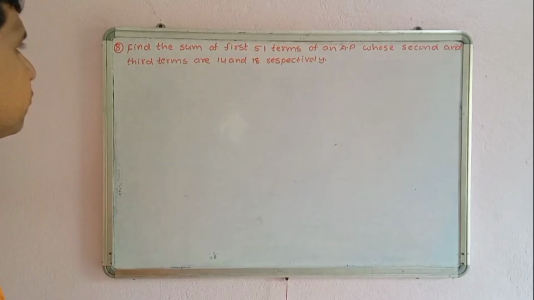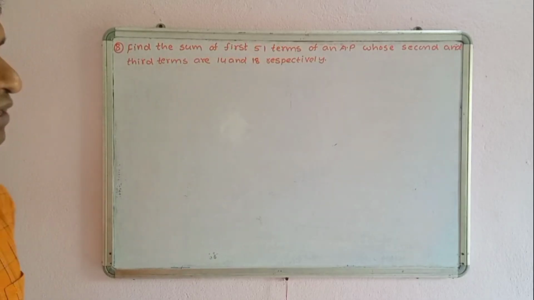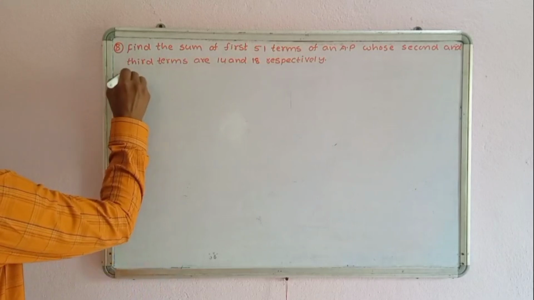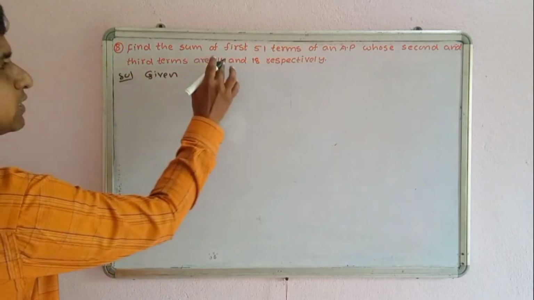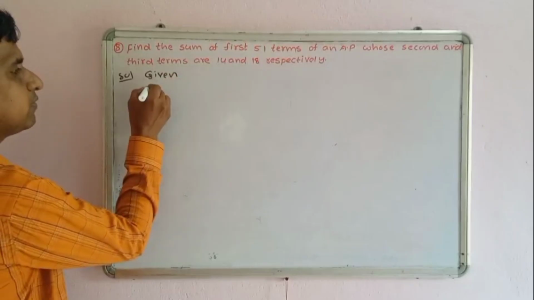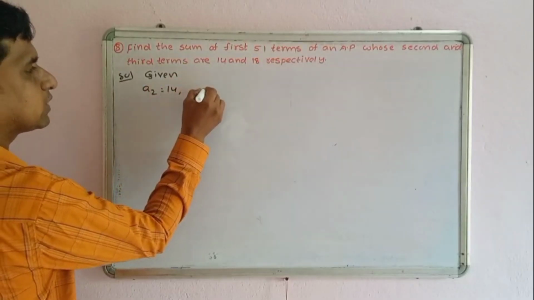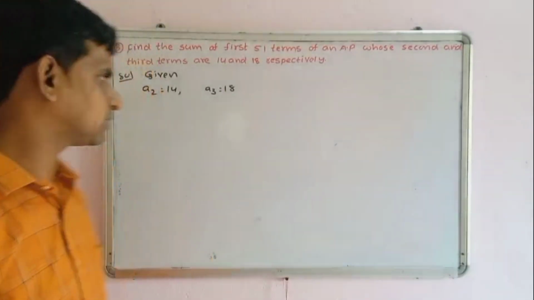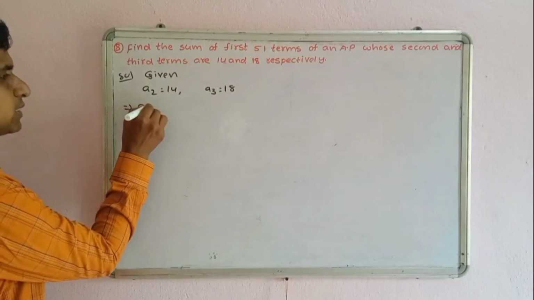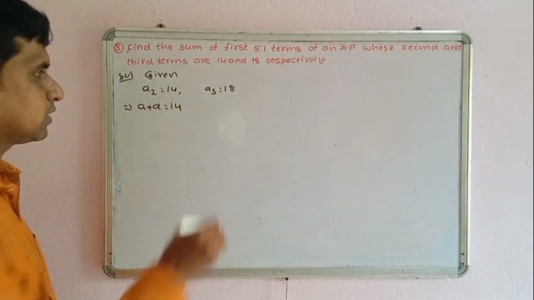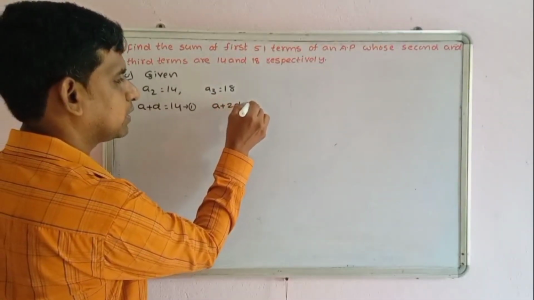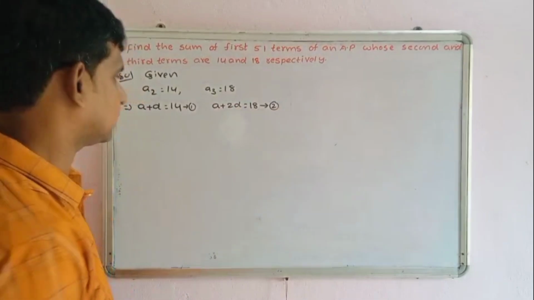Problem 8. Find the sum of first 51 terms of an AP whose second and third terms are 14 and 18 respectively. See here, what is given? Second and third terms are given. So second term, a2 is given, that is 14. Next a3 is given, that is 18. Now we will find the sum of first 51 terms. a2 means a plus d equals 14. Say it is 1. a3 means a plus 2d equals 18. Say it is 2.